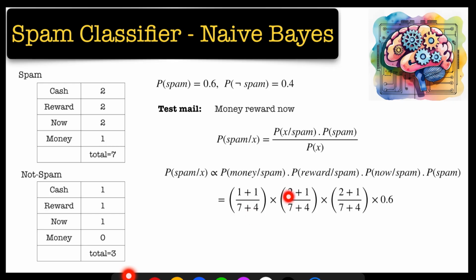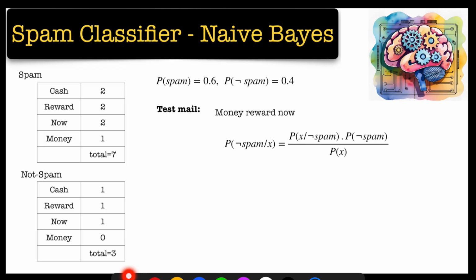How many times did reward occur? 2 times. 2 plus 1 divided by 7 plus 4. How many times did now occur? 2 times. 2 plus 1 divided by 7 plus 4. And probability of spam is 0.6. So we get this number.